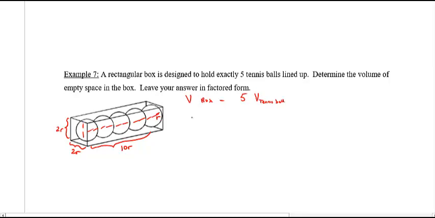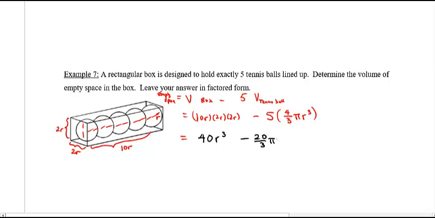Volume of a box, in this case, this is empty space, right? Empty space. 10r times 2r times 2r. Minus 5 tennis balls, and each tennis ball has a 4/3 pi r cubed. That is correct. So in this case, 10 times 2 times 2, that's 40 r cubed. And here we have 20 over 3 pi r cubed. And if you have this as your answer, I'm really happy because you really understand what's going on.